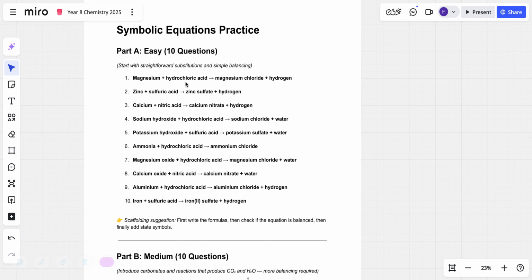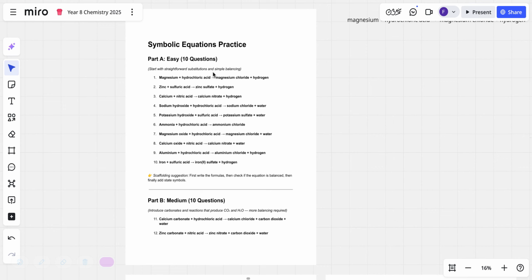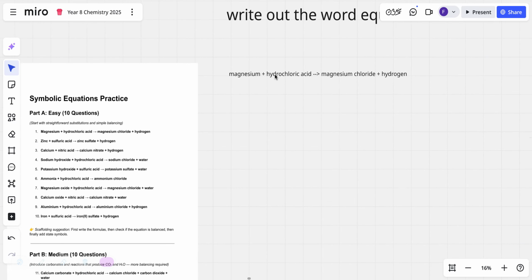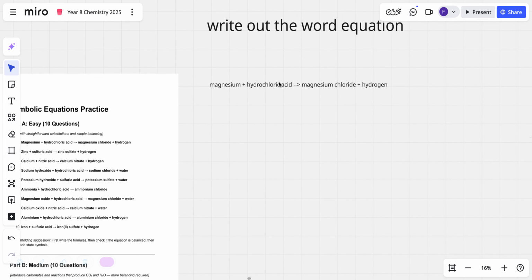We've done these reactions over the last couple of weeks, a metal and an acid, a salt. And the first thing you're going to do is write it out. Magnesium plus hydrochloric acid goes to magnesium chloride and hydrogen. And now we're going to do the symbols.